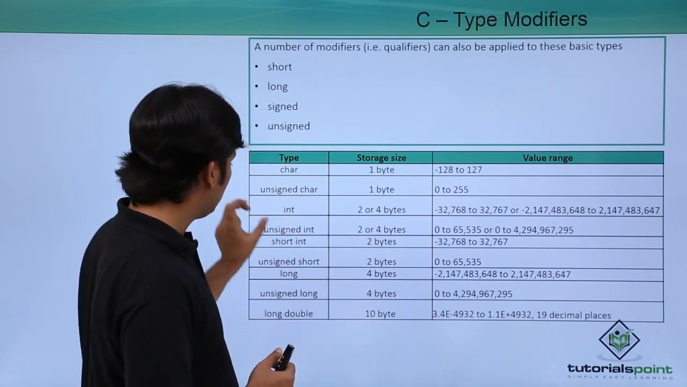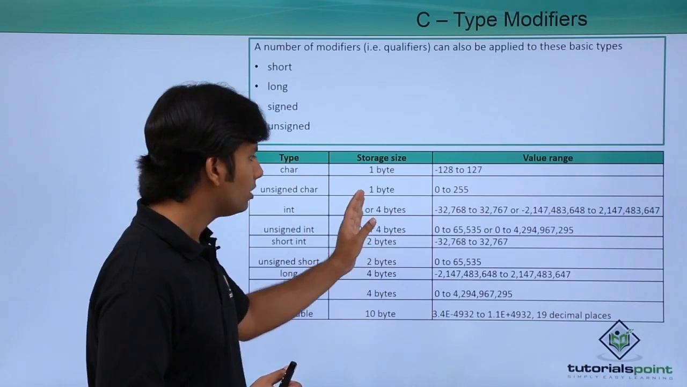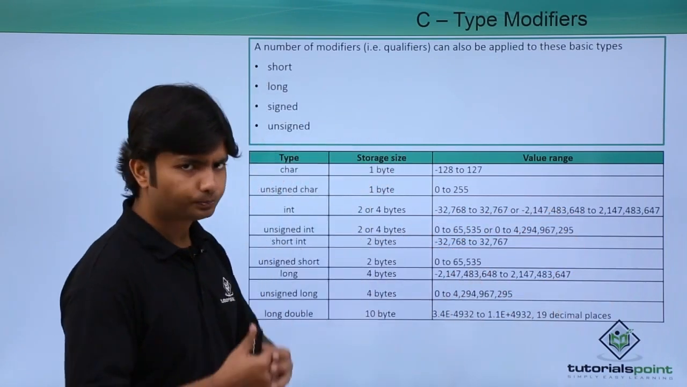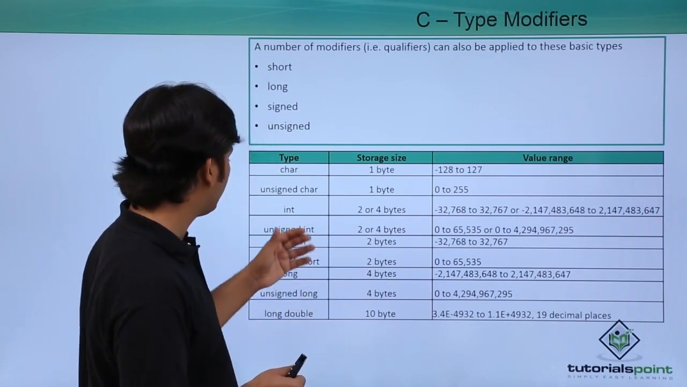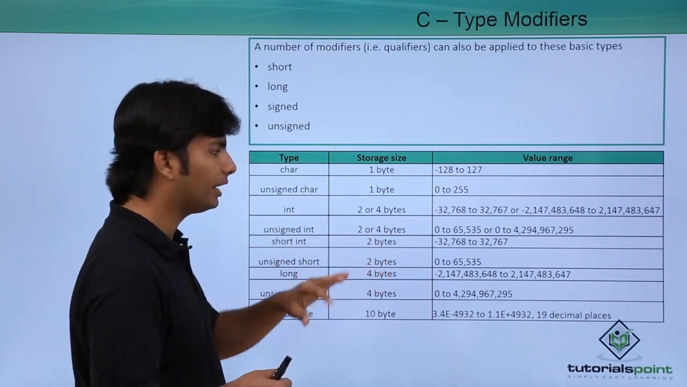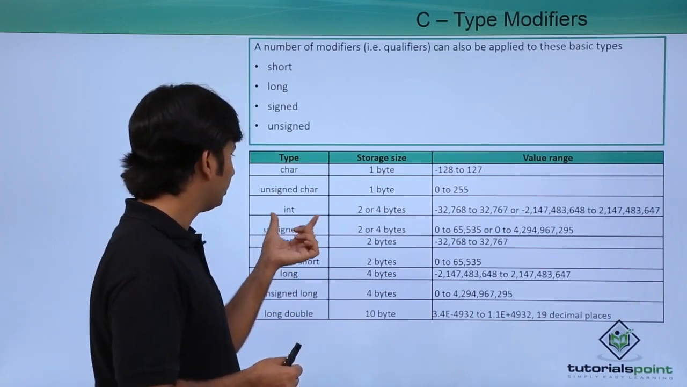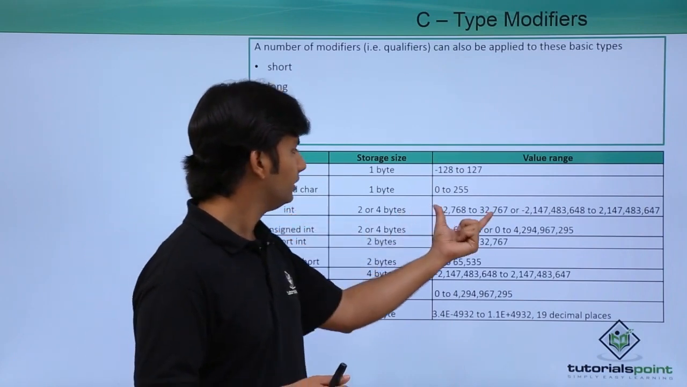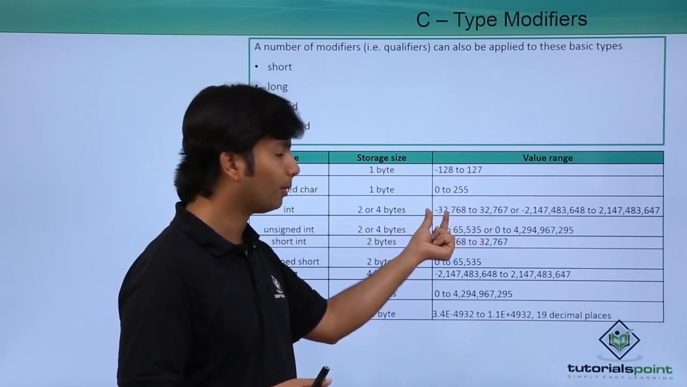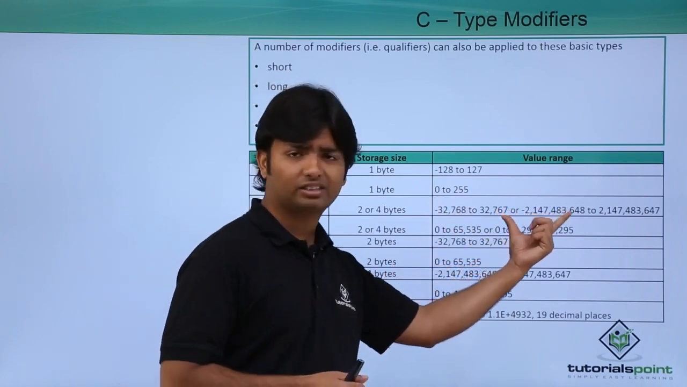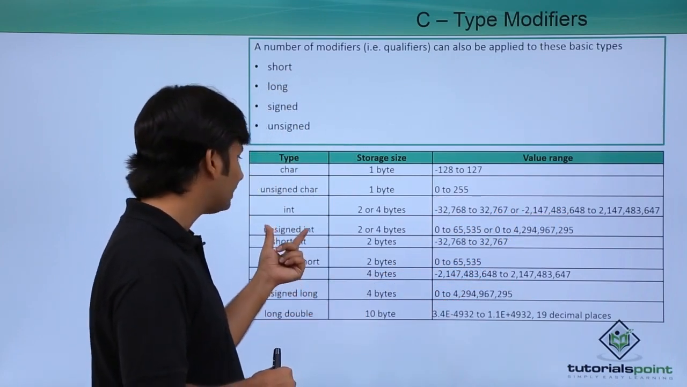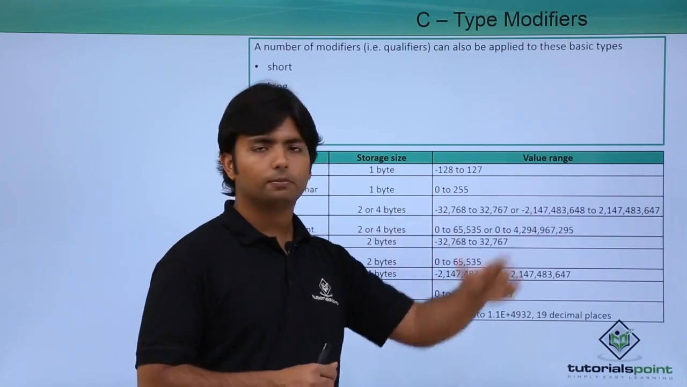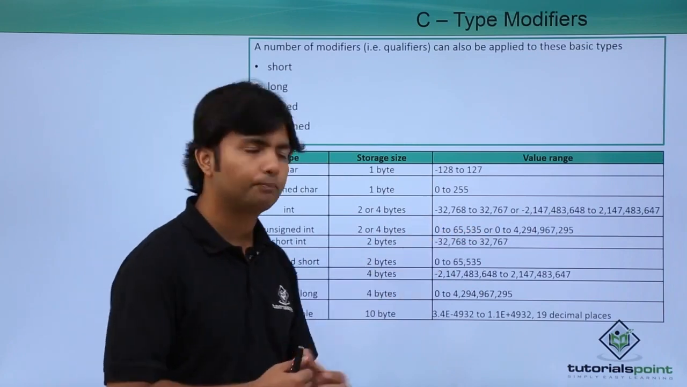But if you use long int, then it will occupy 4 bytes, and obviously the limit will also be affected. Similarly, if you want to go for signed or unsigned, it will again make a difference. For example, if it is a signed integer, which is the default, then the lower limit, as you can observe, is negative, there is a minus symbol. But if you say unsigned integer, then the limit will start from 0 and then go ahead, as you can see.